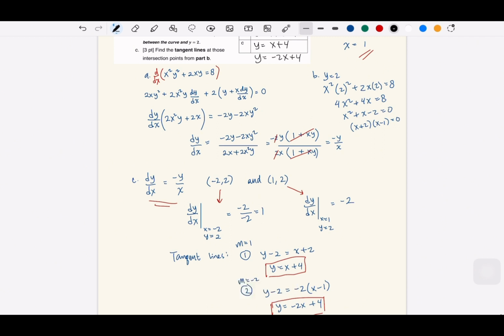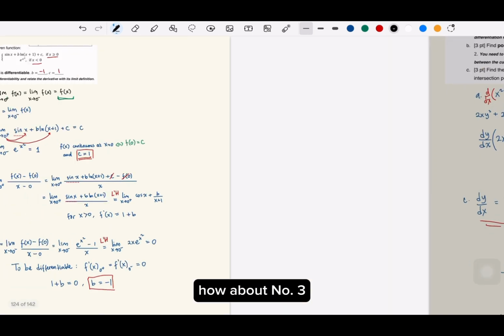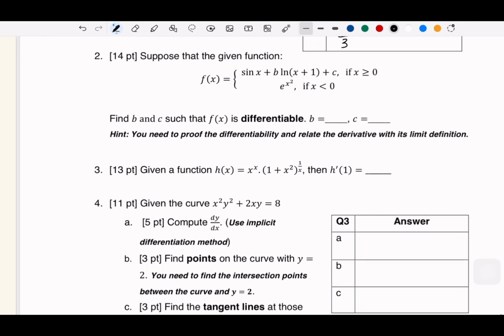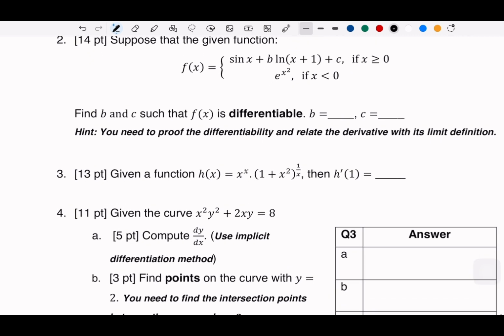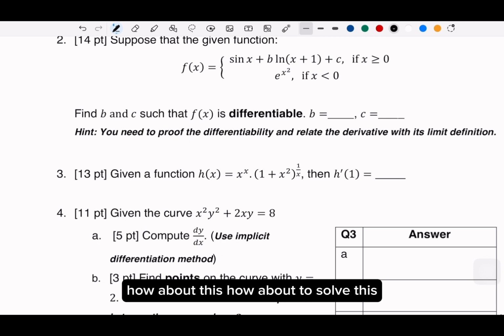Do one more? Do one more? How about number 3? Number 3. How about this? How to solve this?